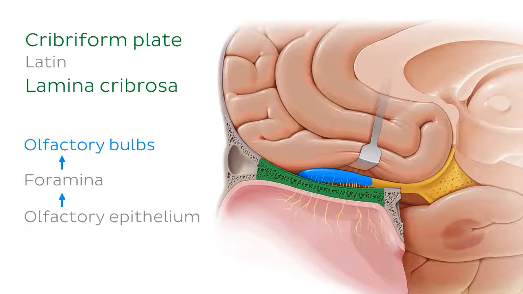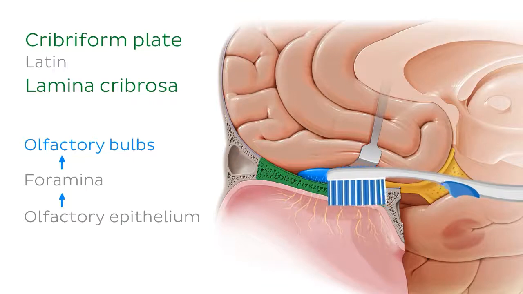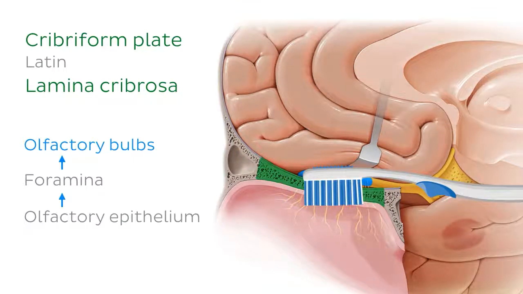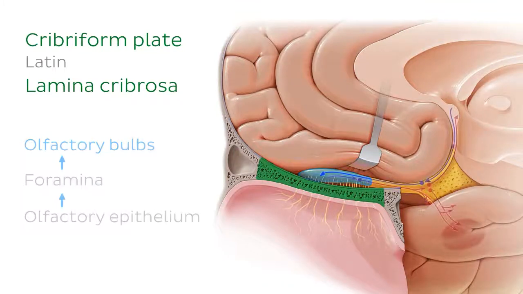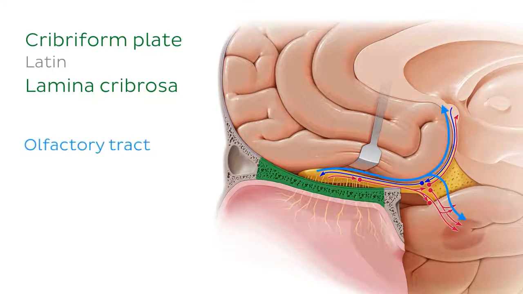When viewed in a sagittal section, you can see that the olfactory bulbs kind of look like a toothbrush, with its axons looking a little bit like bristles projecting through the cribriform plate. From there, sensory signals are projected through the olfactory tract to be processed in the olfactory cortex of the brain.